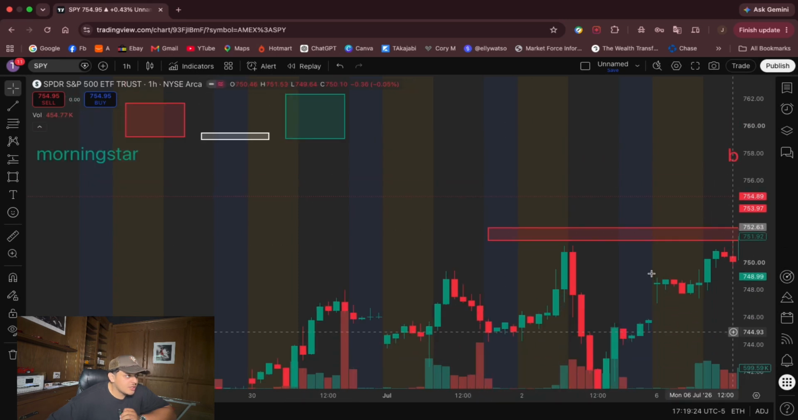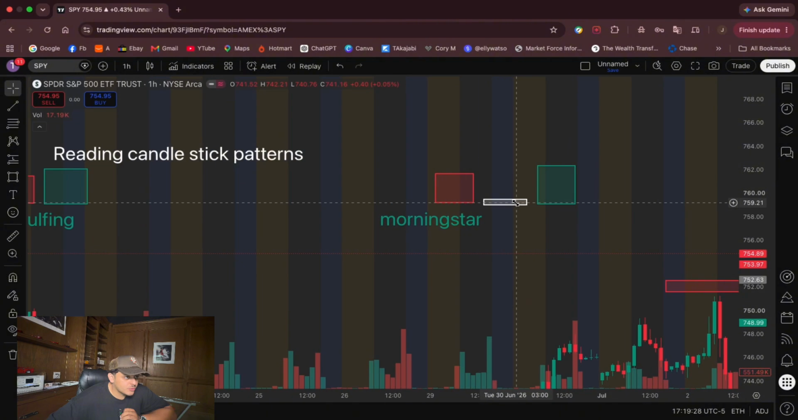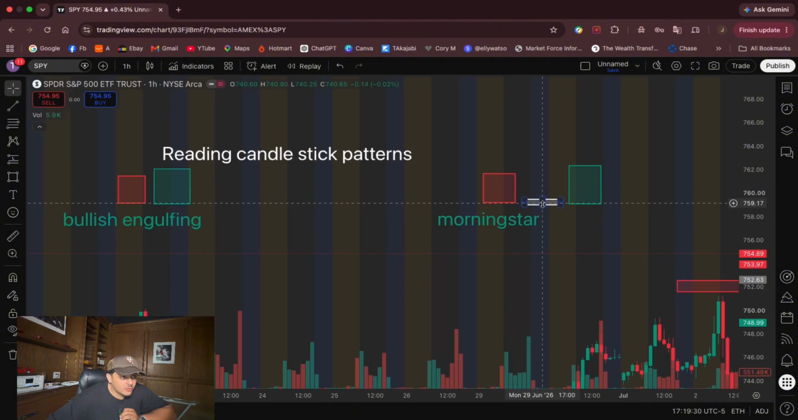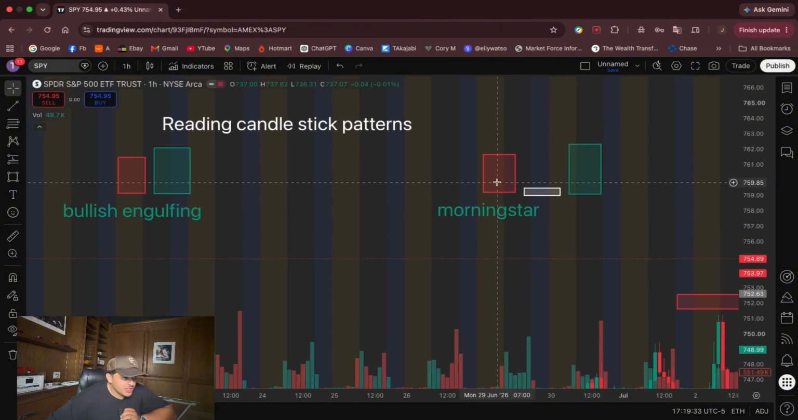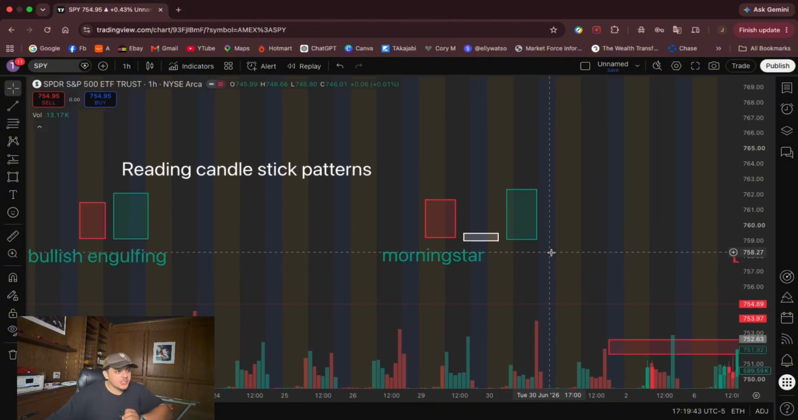So now that I'm back here, the reason that I have this as red and then white and then green is because this white candle can end up being either green or red. It can be whichever one, but as long as it makes that U shape and ends with a green candle, it is a morning star.